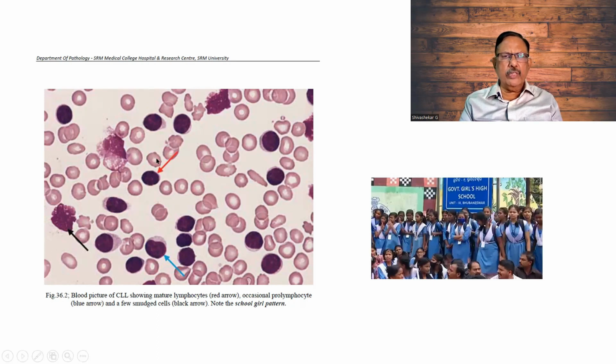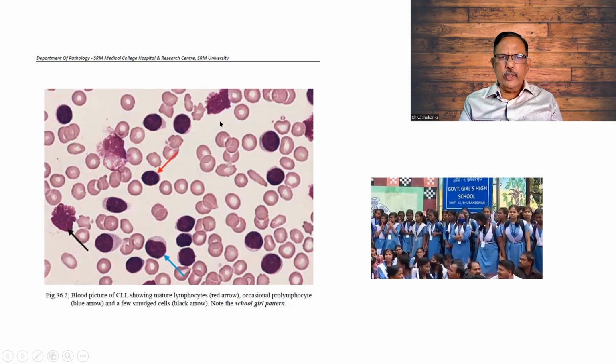It is almost about the size of the RBC. But then there can be some cells which are slightly larger. Look at this blue arrow. This is the prolymphocyte, the immediate precursor of it. Also, I can see some cells which are somewhat smudged, called basket cells. I cannot make out the morphology of these. RBCs are normal, platelets will be decreased.